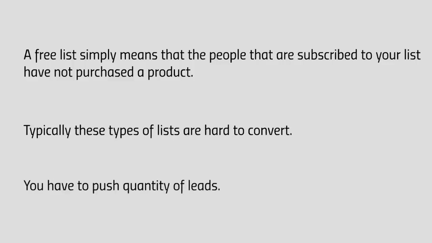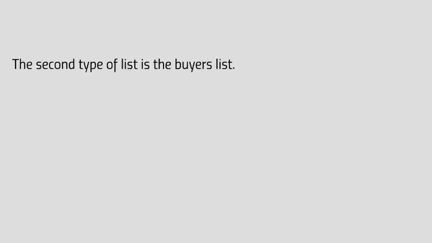So in this case, you kind of have to push quantity of list. Instead of focusing on quality and conversions, you really have to focus on numbers. So it's a numbers game. Instead of having a list of, let's say, 100 buyers, you have to have a list of 1,000 or a couple thousand. Now, the second type of list is a buyer's list.